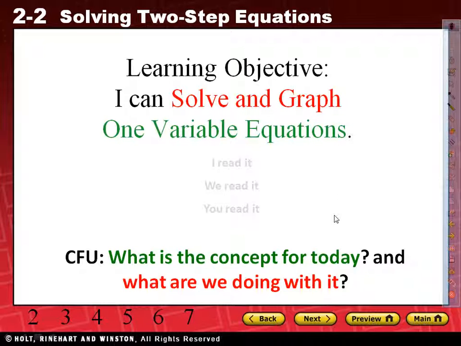All right. So we have a new concept for today. So think about it. What's our concept for today? And tell your neighbor. Concept for today. Okay. Very well. One variable equations. So on your handout, make sure you underline or circle with red where it says solve and graph, and where it says one variable equations, underline or circle with green, please. And as a title for your notes, make sure you write one variable equations. Okay? All right, let's continue.